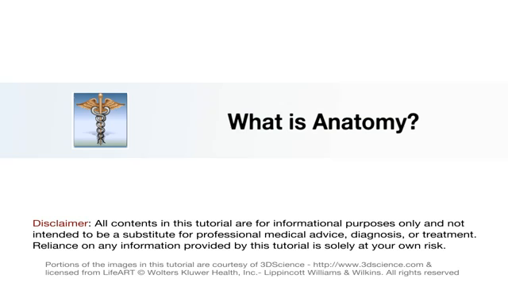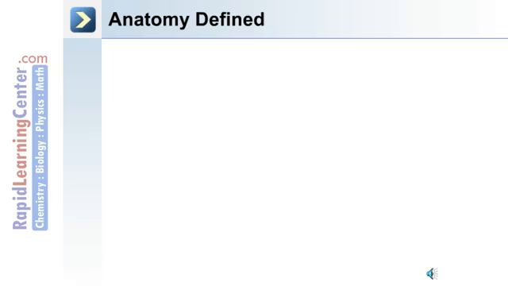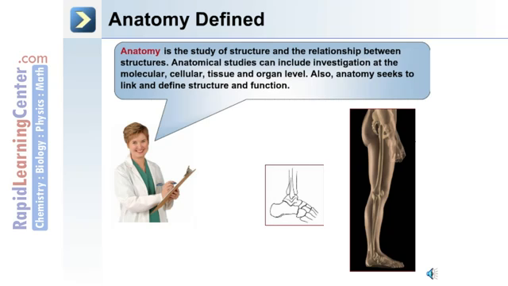Let's begin with an introduction to anatomy. Let's define anatomy. Anatomy is the study of structure and the relationship between those structures. Anatomical studies can include investigations at the molecular level, cellular level, tissue level, as well as organ level. Also, anatomy defines structure and function.